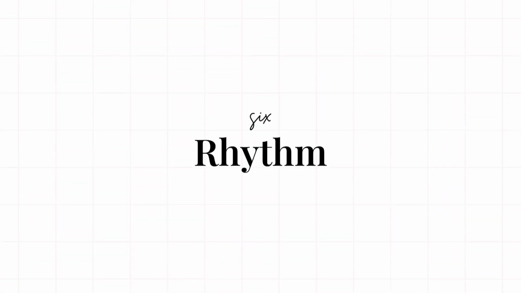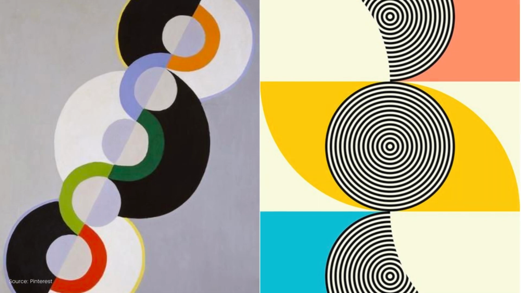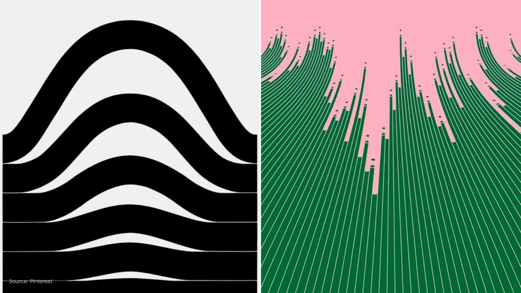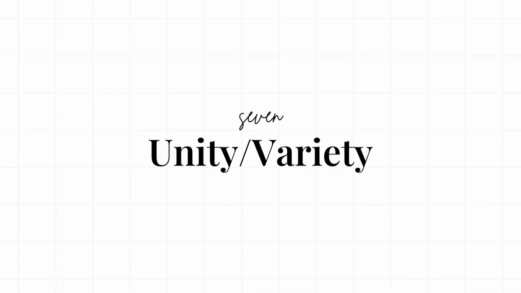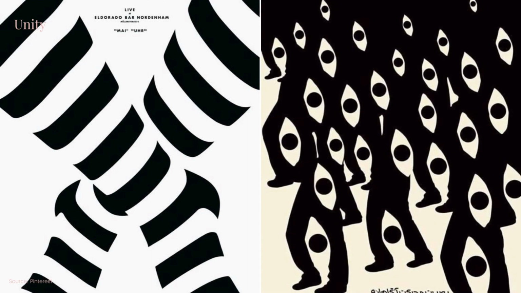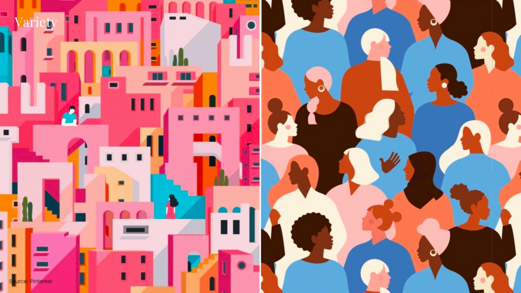Now let's talk about rhythm. Just like in music, rhythm in design creates a flow that guides the viewer's eyes. It's about repeating elements or patterns to create movement and visual interest. And last but not least, unity and variety is a dynamic duo. Unity brings cohesion to your composition, while variety adds interest and keeps things engaging. It's the perfect balancing act between familiarity and surprise.